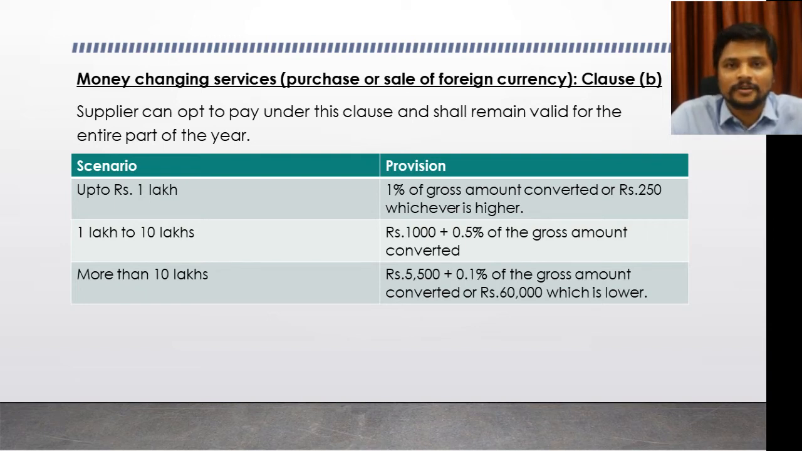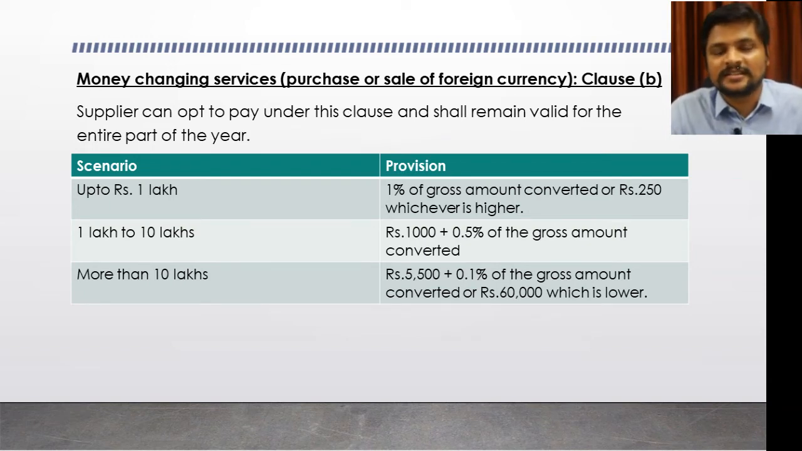Otherwise, he can opt for clause A. Clause A is a general clause. It is very much applicable. This option can be exercised only at the year beginning. It cannot be done for one transaction. You cannot opt for clause A for one transaction. So if you opt for clause B, you should opt for this option for the entire year. If you want to change, you can change the next year. But otherwise, during the year, you cannot shift between clause A and clause B. That is the condition here.